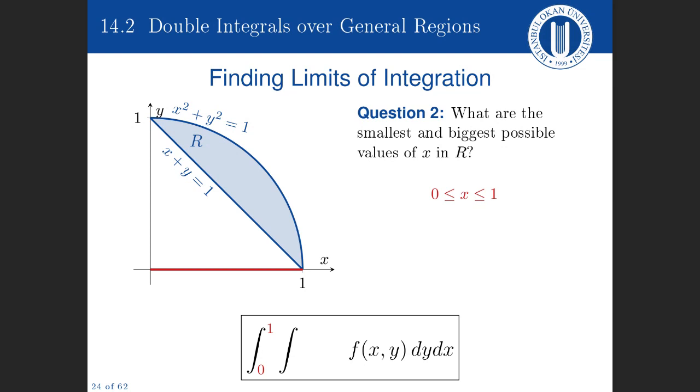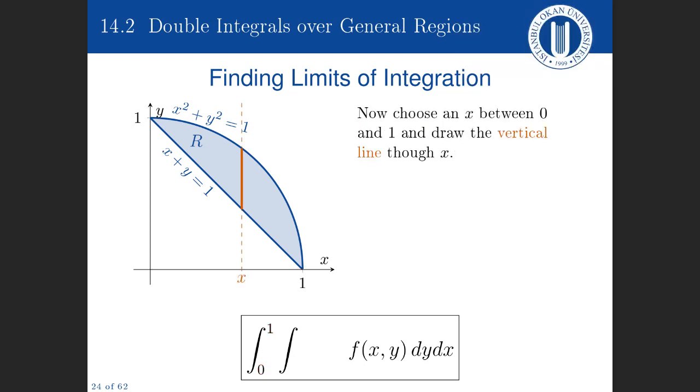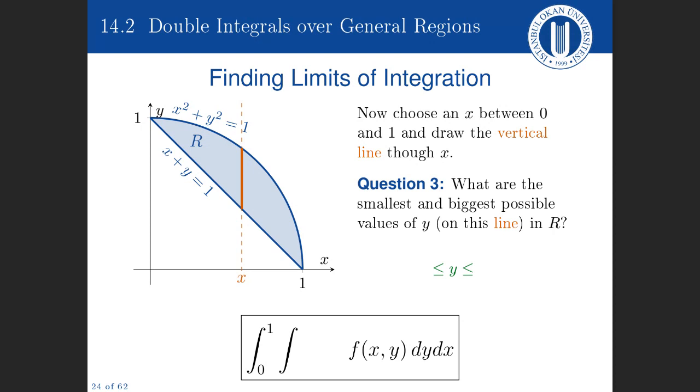Next, we move to the other variable. Next, we move to looking at y. So what we do is we choose any value of x between 0 and 1, and we draw the vertical line through x. And I'm only interested in the part of the vertical line which is inside the region R. Question 3. What are the smallest and biggest possible values of y on this line inside R?